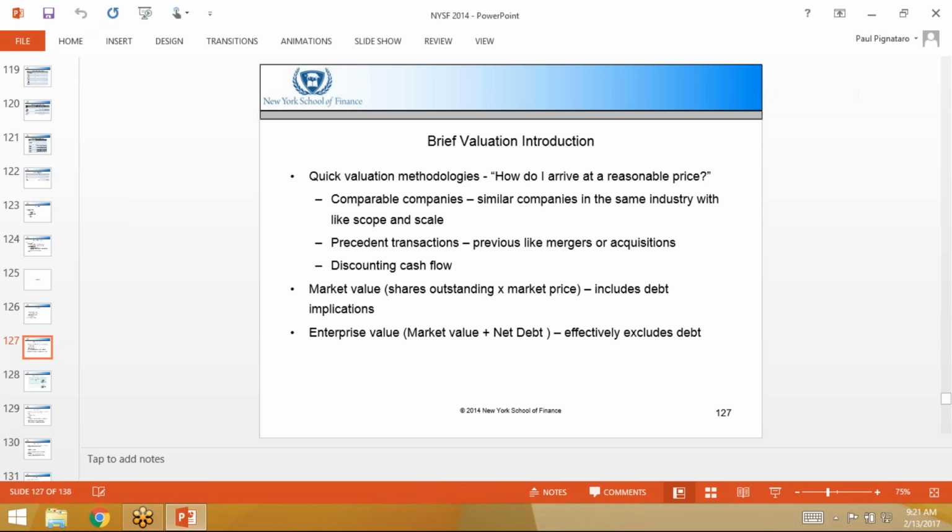Sometimes it's difficult. Well, how much of a premium do I need to spend to convince all the shareholders to give me their shares? We're going to talk about that. The precedent transactions can give you an idea as to how much of a premium you need to spend. That's the benefit of that. So we're going to look at both.